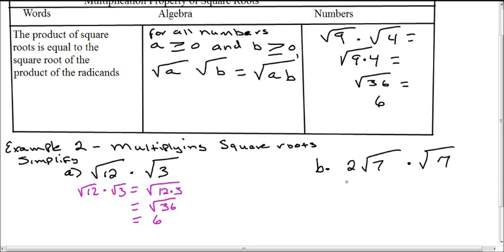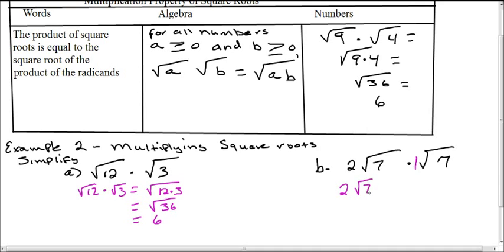B tells us 2 times the square root of 7 times, now remember what we said earlier, that we can portray the square root of 7 as a 1 times the square root of 7. But the only thing we need to do here is take a look at the coefficients, which is 2 times 1, which is going to give us 2. So let's just rewrite it over.